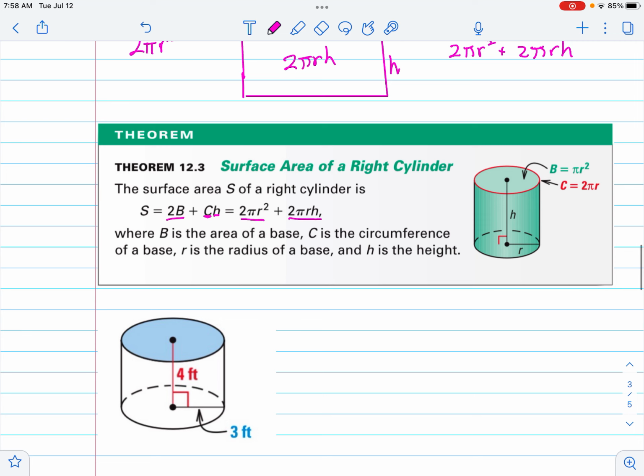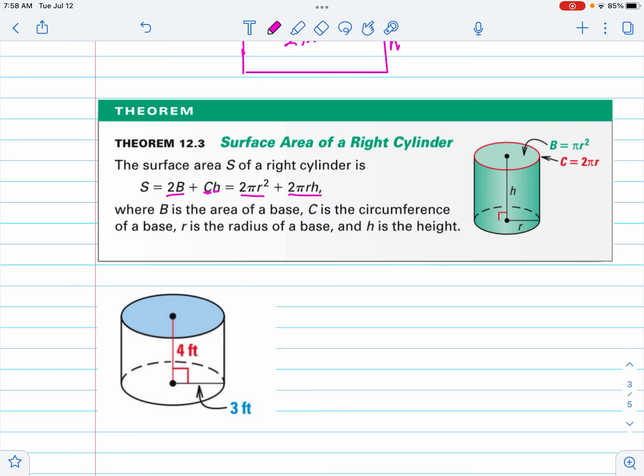So if we wanted to get the surface area of this one, for example, we have 2 times pi times 3 squared. There's the area, and then we're doubling it, plus 2 pi r, 2 pi times 3 times the height. And there you have it. So this is going to be 9 times 2, that's 18 pi, plus 24 pi. And let's see here, that's going to be 42 pi, I believe. Yeah, there we go.